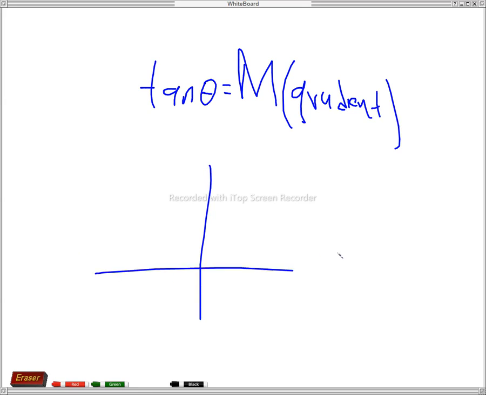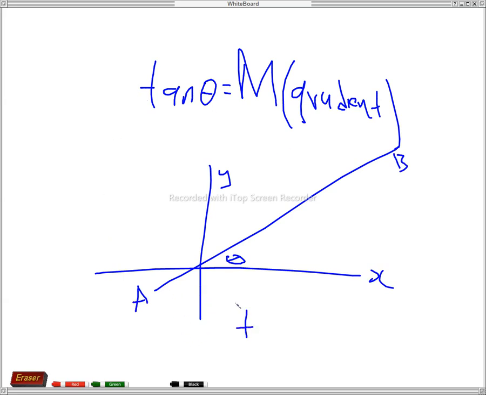Let me just show you here. If we have something like this, and this is our theta, which is formed with the x-axis, this is the x, this is the y. Therefore, the gradient here, let's suppose we say this is the line AB. Meaning that for the angle of inclination, tan theta is equal to the gradient of AB. As easy as that, you understand?